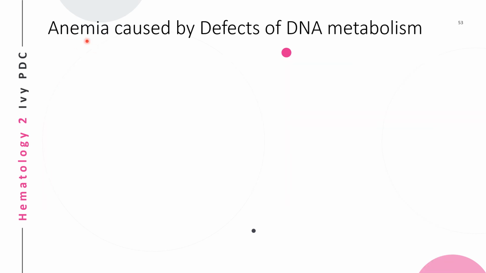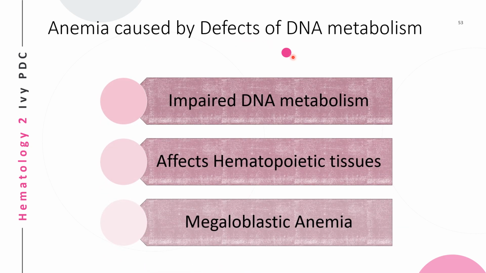The next category is anemia that is caused by defects of DNA metabolism. An impaired deoxyribonucleic acid or DNA metabolism can cause systemic effects by impairing production of all rapidly dividing cells. An example of this type of cells are the hematopoietic tissues, because they must be replenished throughout life, and any impairment of cell production is evident. The hallmark for this type of defect is the megaloblastic anemia.